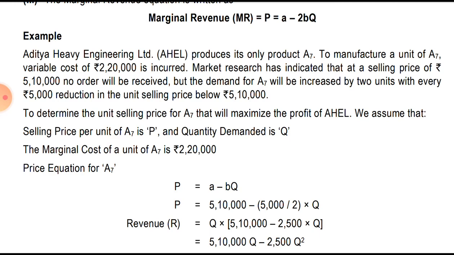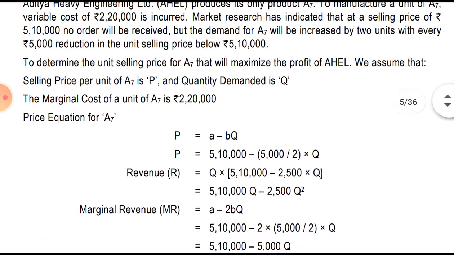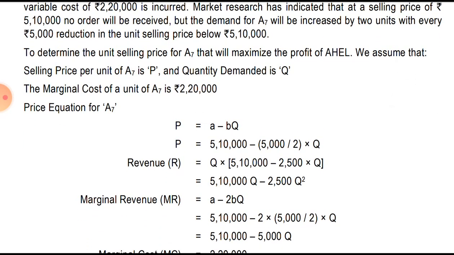So what is the formula for calculating B? Change in price upon change in quantity. So 5,000 divided by 2 is the change in price upon change in quantity. Okay, now how to calculate this? We have to determine the unit selling price of A7 that will maximize the profit of AHEL. So what would be the selling price that can maximize the profit?